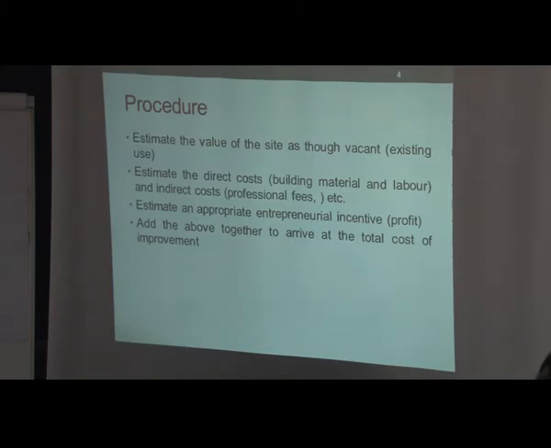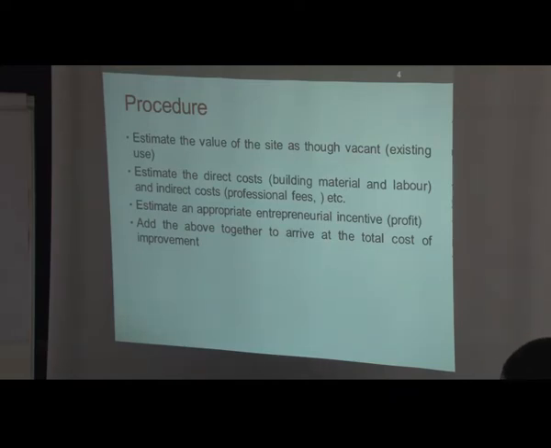So what normally happens is you are going to use the land values of the most predominant land uses in the area where your property is situated. If your property is situated in an industrial zone, you are going to use industrial land values. If it is situated in a residential zone, you are going to use residential land values. That is the way out. So that is the process. Estimate your land value based on the existing use as though vacant.